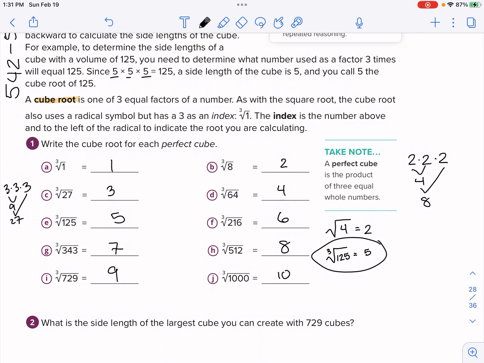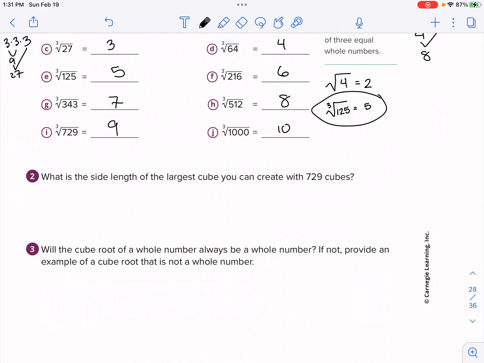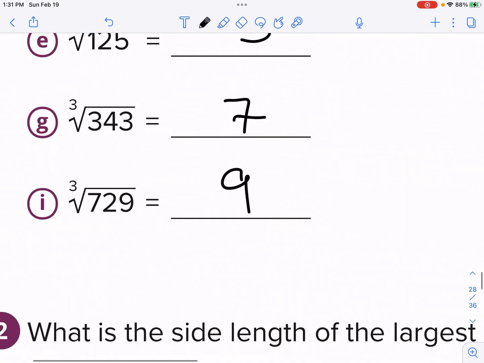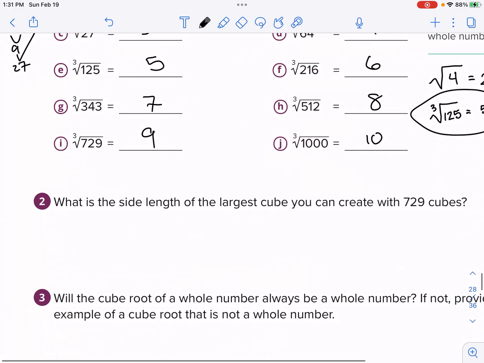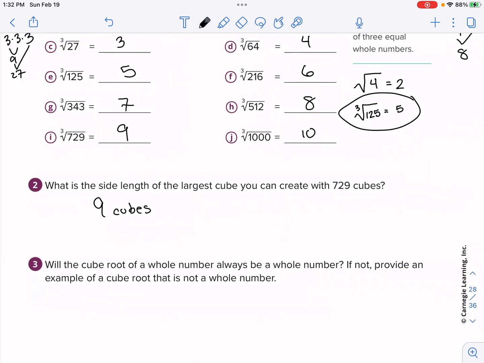Okay. So we're going to answer some of these questions following this. So we're going to need this list to help us. So we'll be referring back to this quite a bit. So number 2, what is the side length of the largest cube you can create with 729 cubes? So imagine a big cube made up of 729 cubes. What is the side length of it? What is the length and width and height? Those are all equal. Looking at the list, this would be 9 cubes or 9 units for the side length. Number 3, will the cube root of a whole number always be a whole number?